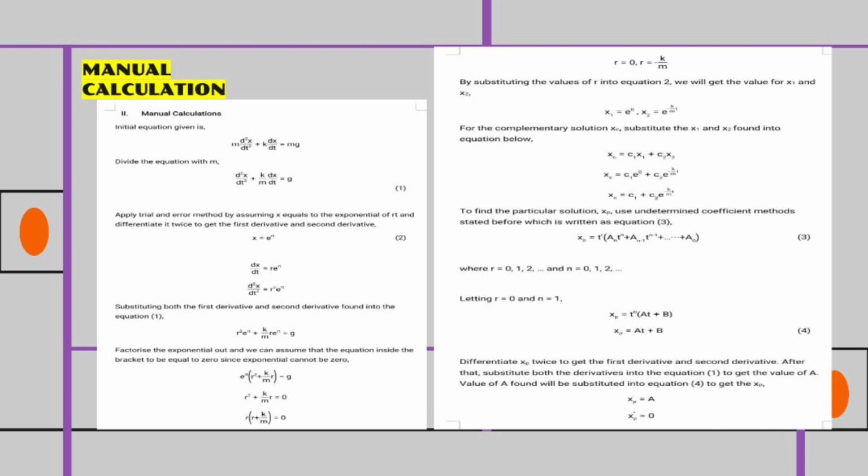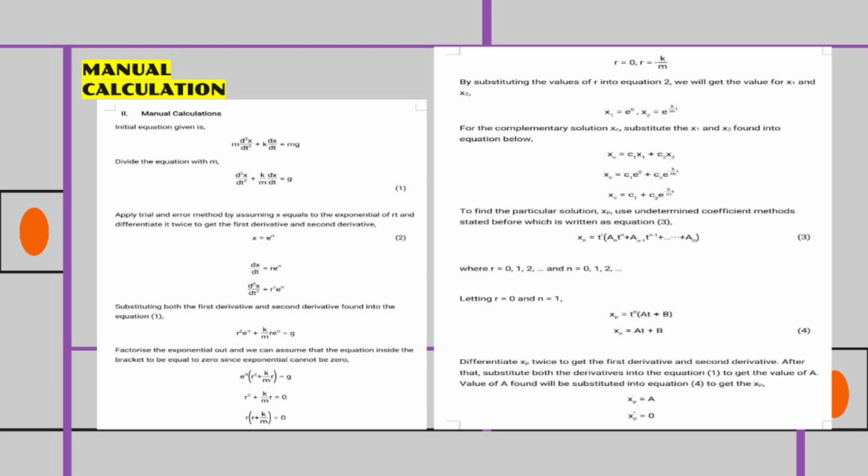Factorize out the exponential of rt and leave r squared plus k over m r in the bracket. And we can assume r squared plus k over m r equals 0 because exponential of rt can never be 0. So the values of r will be 0 and also negative k over m. Substitute both values of r into equation 2 and we will get the values for x1 and x2.